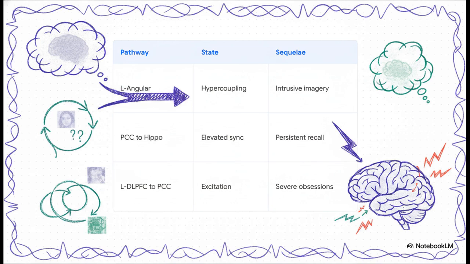And finally, look at the left dorsolateral prefrontal cortex. In OCD, we see pathological excitation of the PCC by the left DLPFC. This exact excitation pathway correlates perfectly with severe obsessive entrapment. The brain is quite literally feeding its own anxiety loop.